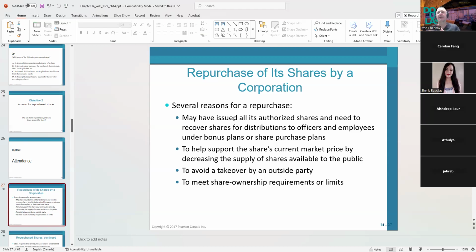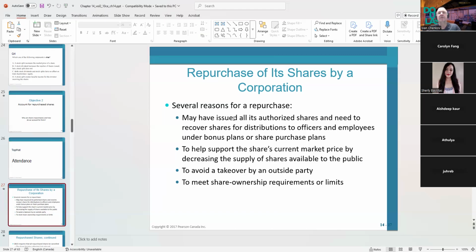let's see why the company wants to repurchase its own shares. First reason: maybe because it issued all its authorized shares and it needs to get some shares back in order to give them as a bonus to its employees or anything like that.